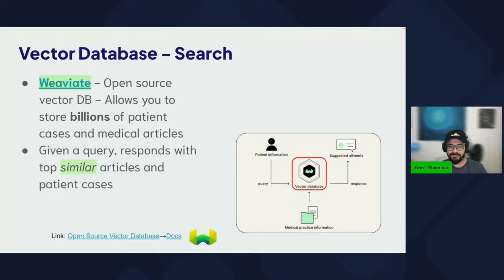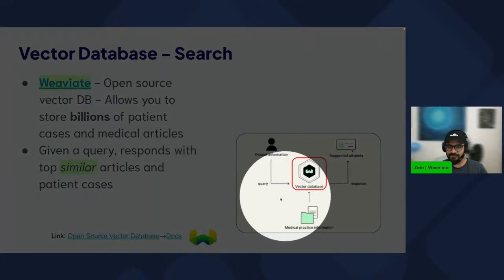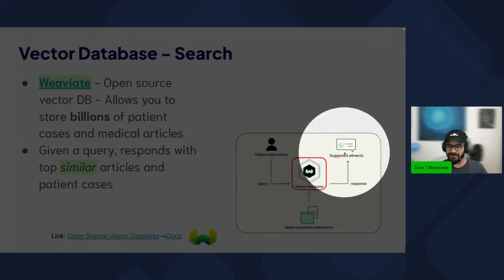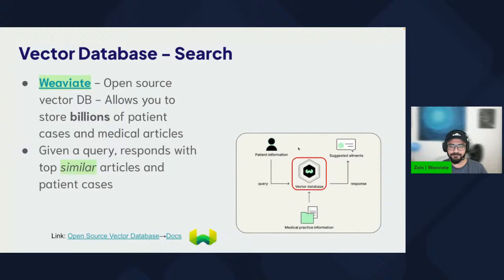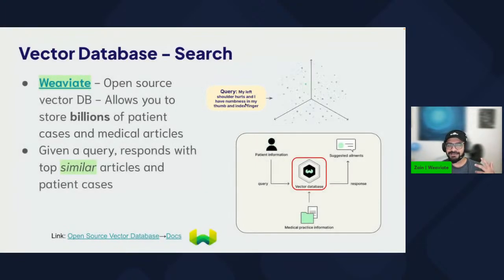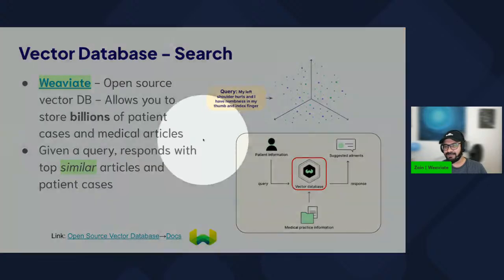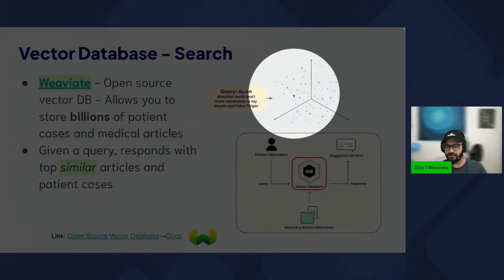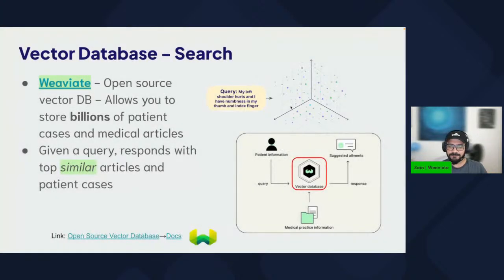So typically the use of the vector database is to narrow down from billions of documents to the 5 that are relevant for your application. Typically the patient would come in and tell you something like this: my left shoulder hurts and I have numbness in my thumb and index finger. You pass that in as a query to your vector database, which you can think of as a vector space of objects that are close together or further apart depending on semantic similarity. The vector database then tells you these are the objects that are the most relevant to this query.